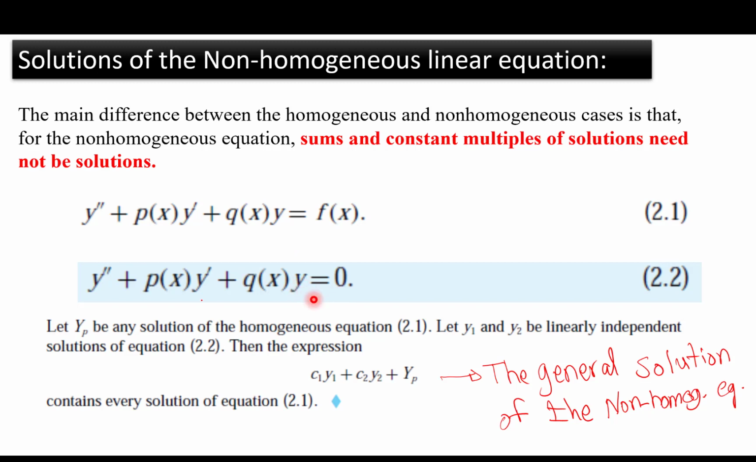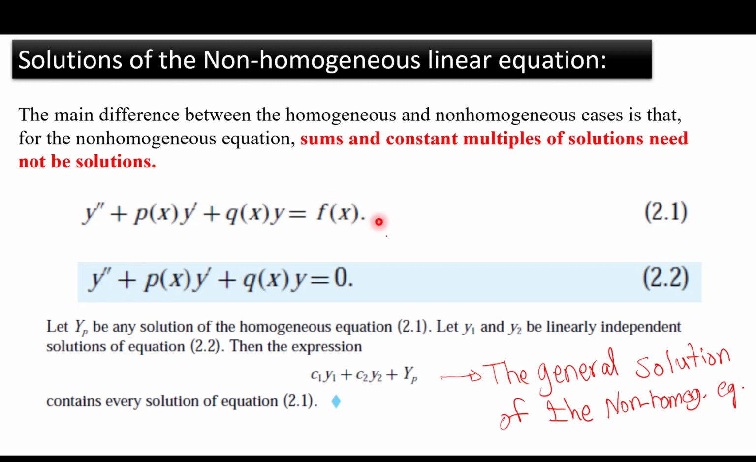In the homogeneous equation, the form of the equation itself is different. The right hand side is going to be 0 here. But in the non-homogeneous equation, the right hand side is going to be a function f of x. This is from the form point of view.